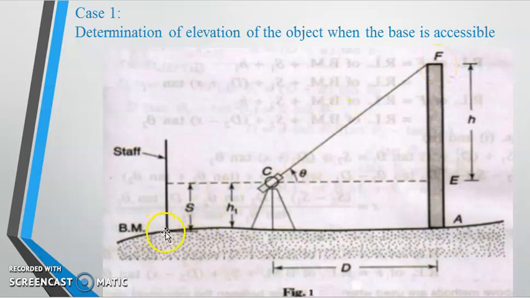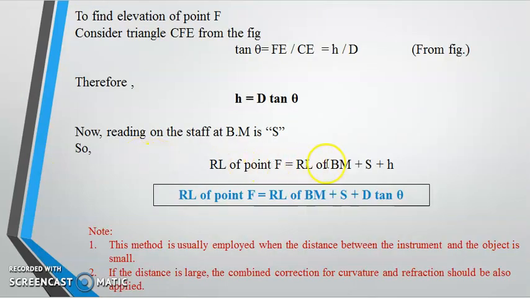I'll just repeat. RL of benchmark plus S. This is the horizontal line of sight, and plus H. So we get RL of point F is equal to RL of BM plus S plus H, wherein H is D tan theta. So finally RL of point F is equal to RL of benchmark plus S plus D tan theta, wherein D is the horizontal distance between the instrument station and the base of the vertical object, and theta is the vertical angle to the top of the vertical object with the horizontal.